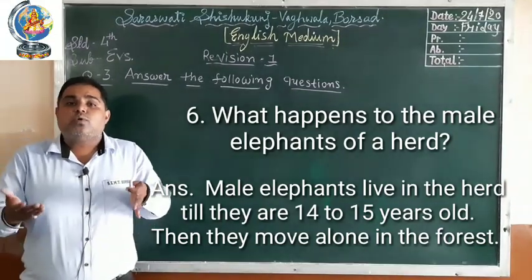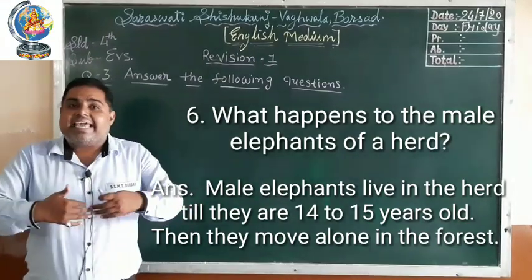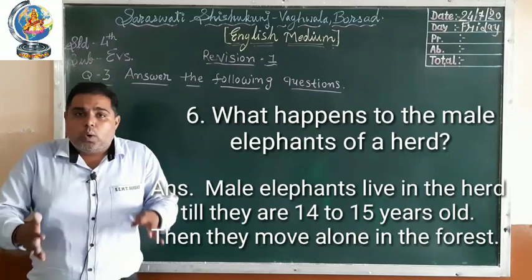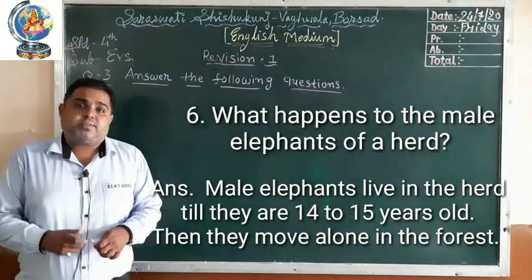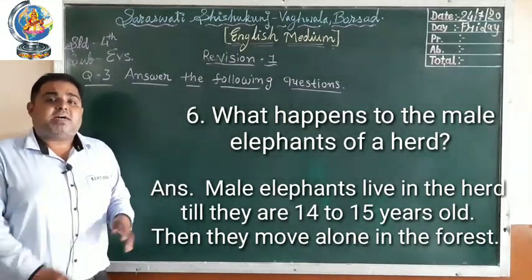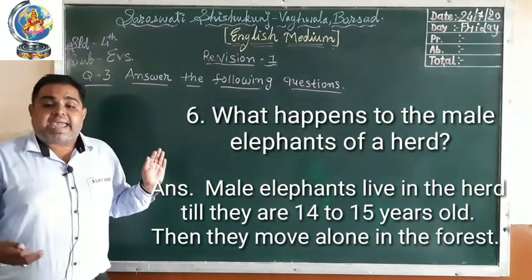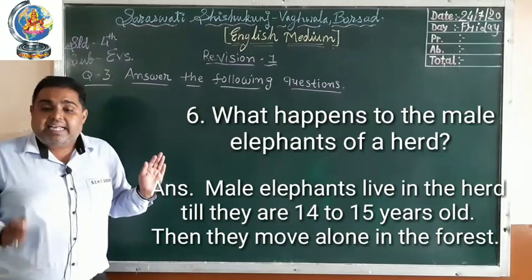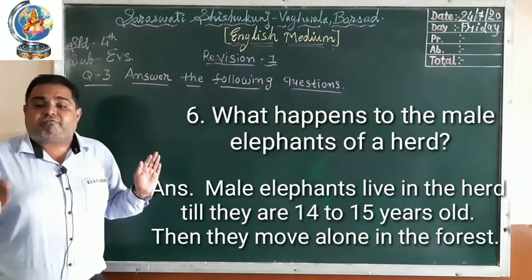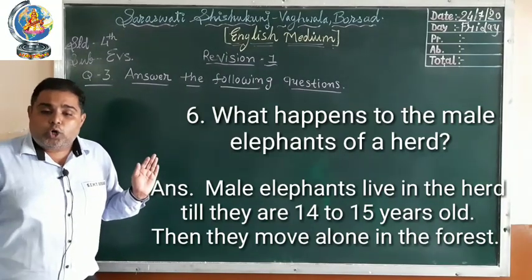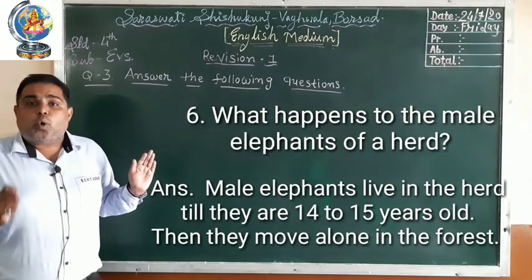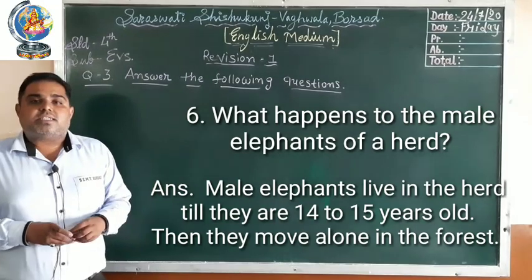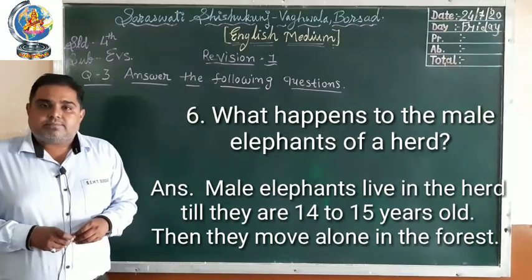Then what do they do? They leave their herd and they move freely, or they roam alone in the forest. So let me repeat the answer again, that male elephants live in the herd till they are 14 to 15 years old. Then they roam alone in the forest. So this is your answer.